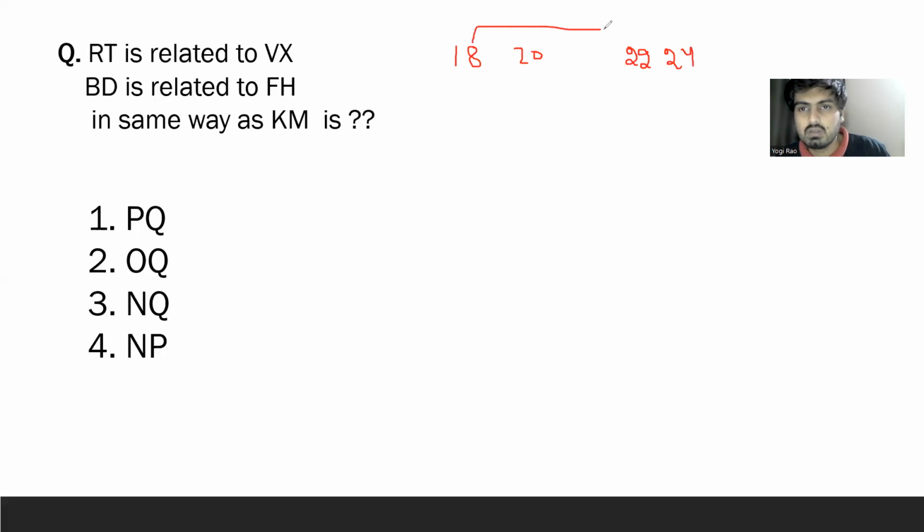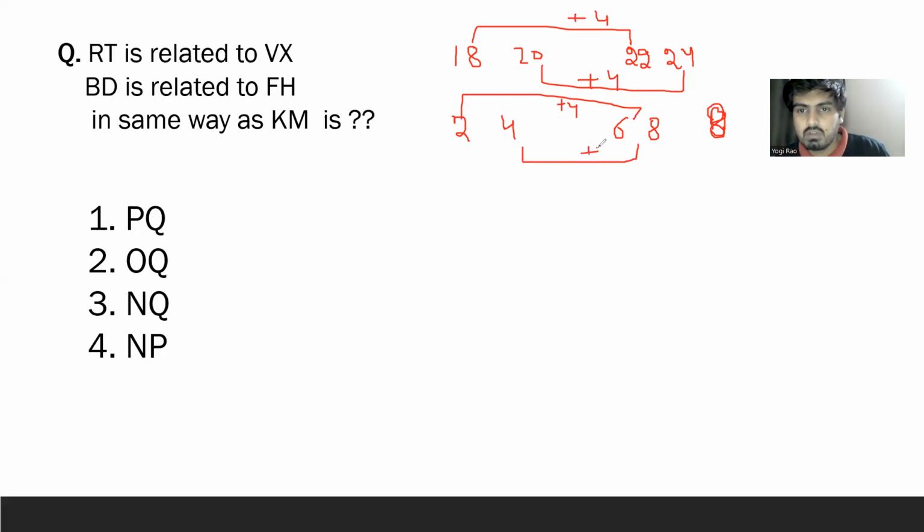So how much is it? It is plus 4, and same is the case here, plus 4. In both cases, plus 4 has been done. Let's check it with BD and FH. B is 2, D is 4, F is 6, and H is 8. I told you, we just have to join the lower part and the upper part, it will be similar to 8. So 2 plus 4 is 6, and 4 plus 4 is 8. So our logic is correct.